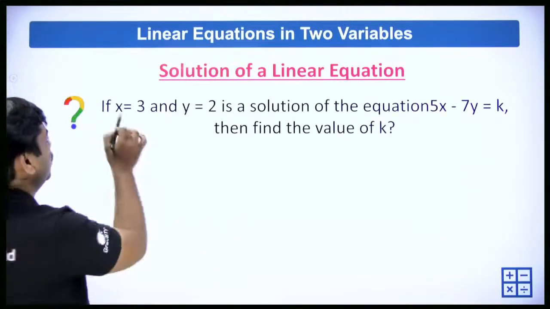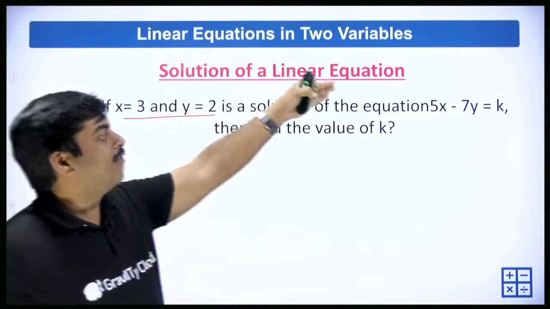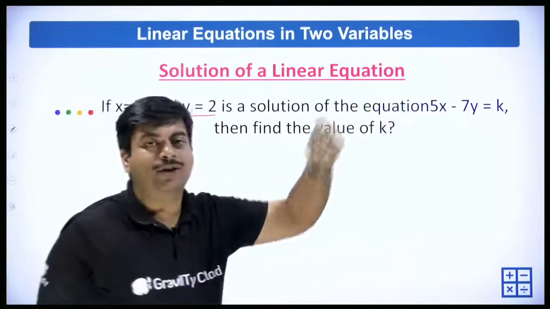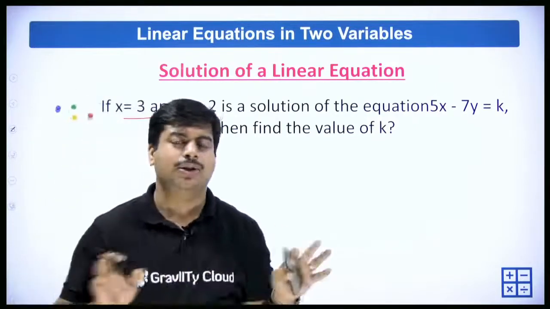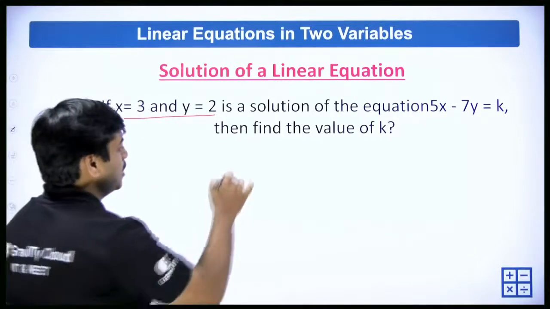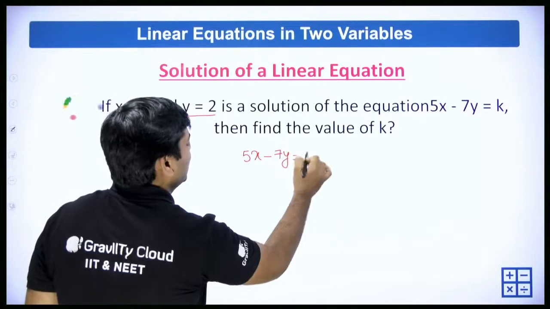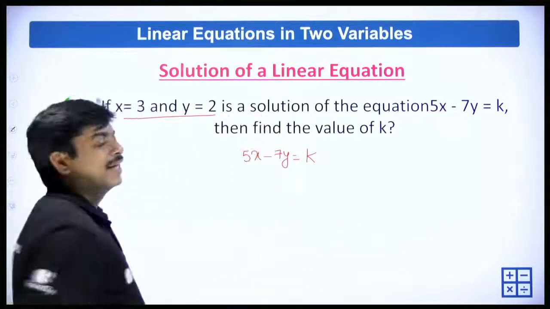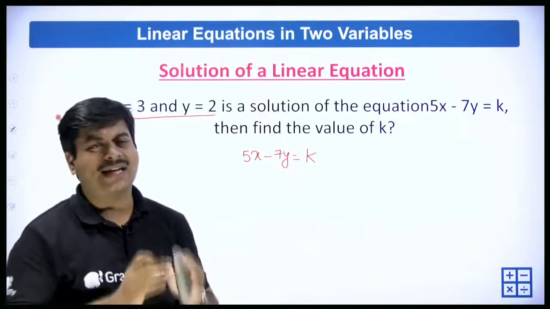Given x equal to 3 and y equal to 2 is a solution of the equation 5x minus 7y is equal to k. So here the point is not to find the solution, but given the x and y values, using those values, we need to find the value of k. Once again, carefully listen here.